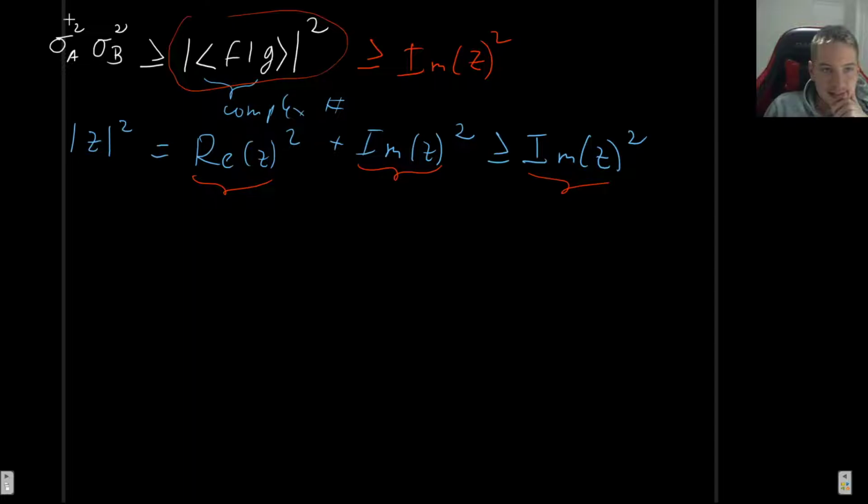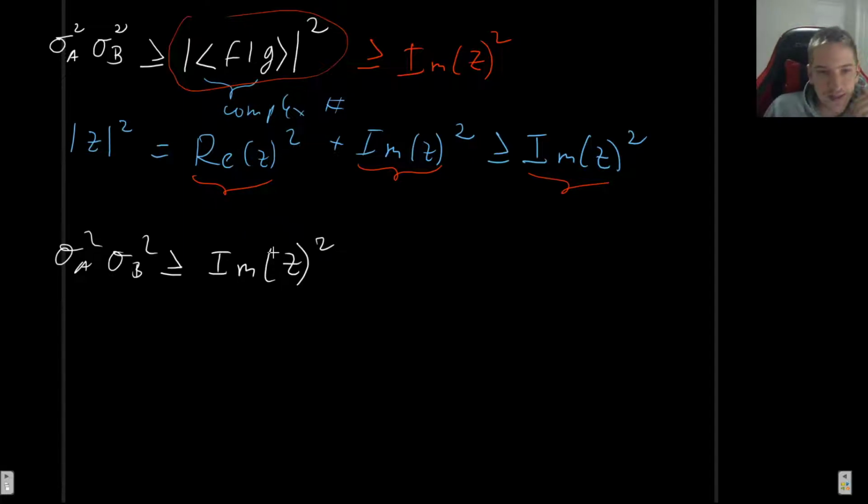Okay, and since this is greater than this right here, but this is greater than this, we can actually just go ahead and replace this. So we can just say sigma A squared, sigma B squared has to be greater or equal than the imaginary part of z, z being the inner product of fg squared. Okay, so we are slowly making progress because this is already looking simpler.